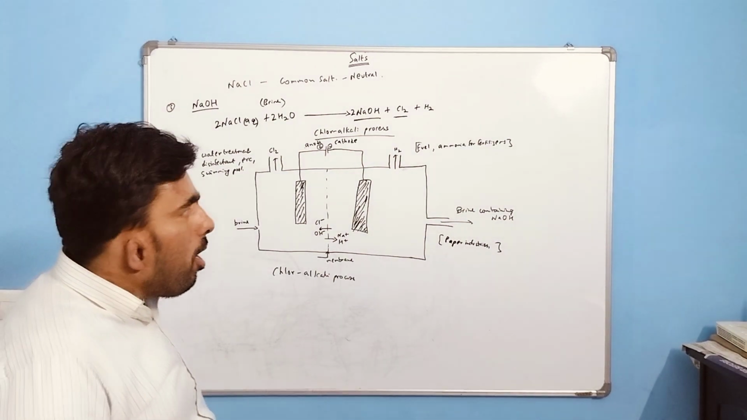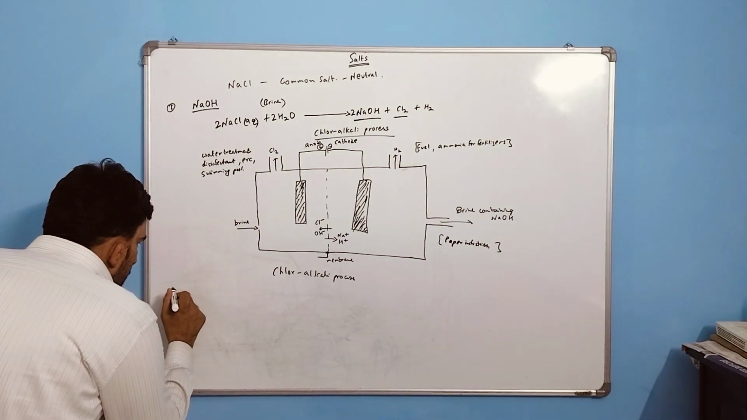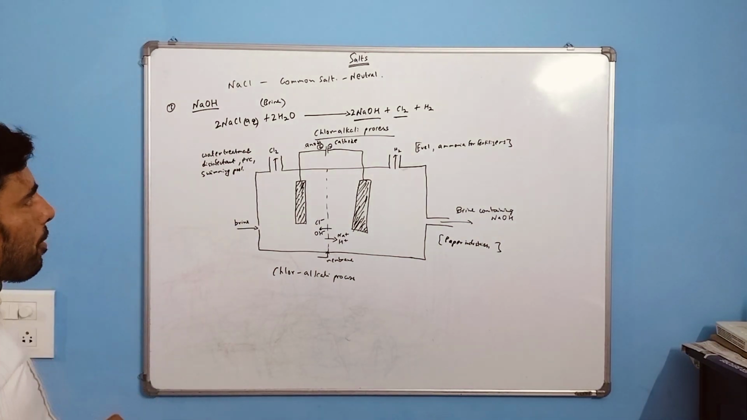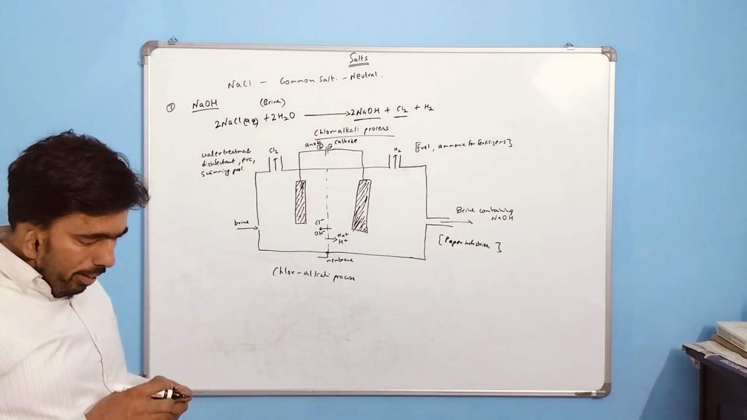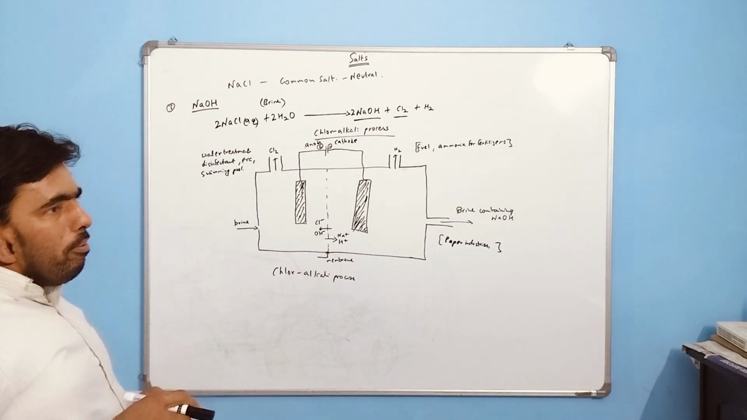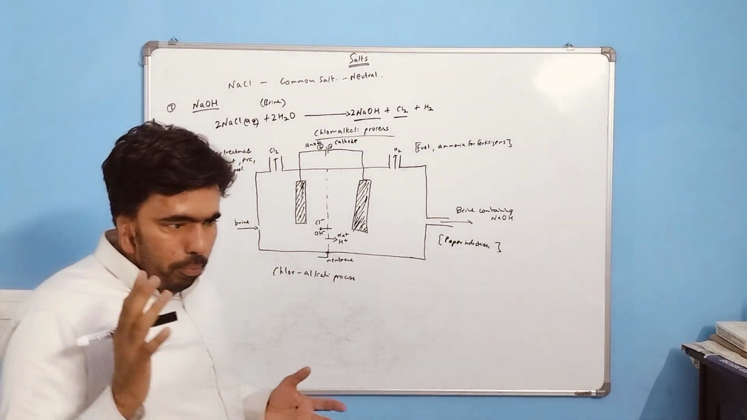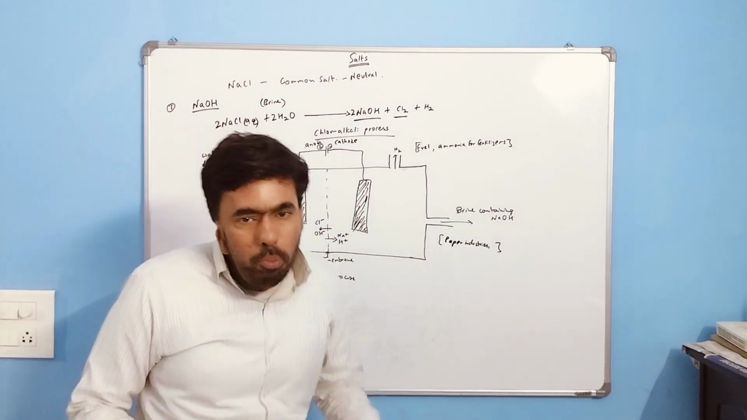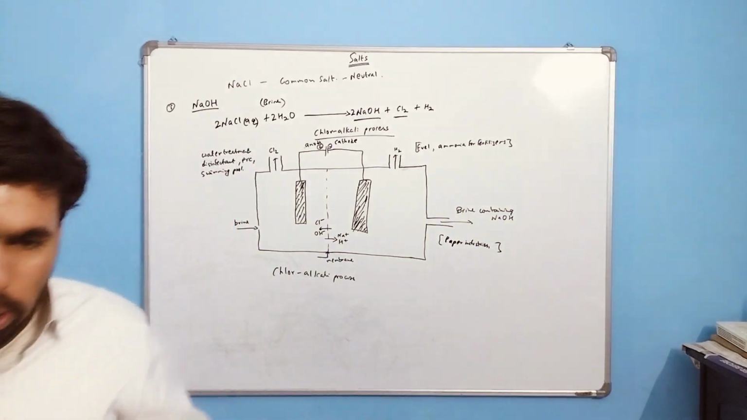Now we'll move to the next one, the second one. I hope it is clear. I will take it step by step and try to explain all the chemicals in brief and in detail also, so that you are able to connect with me. Now let us move to the next chemical, that is called bleaching powder.